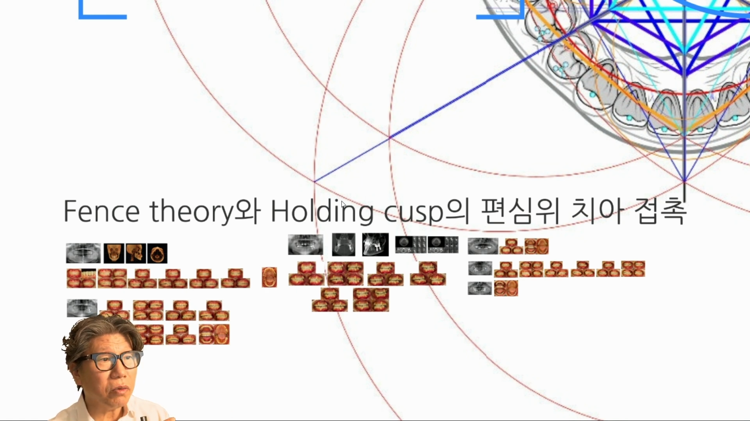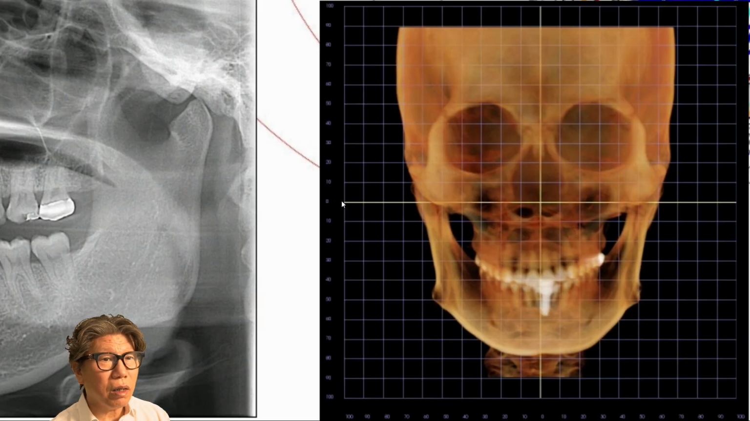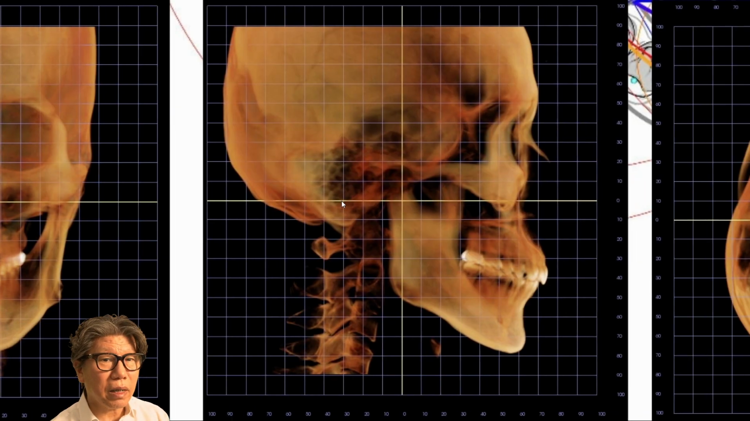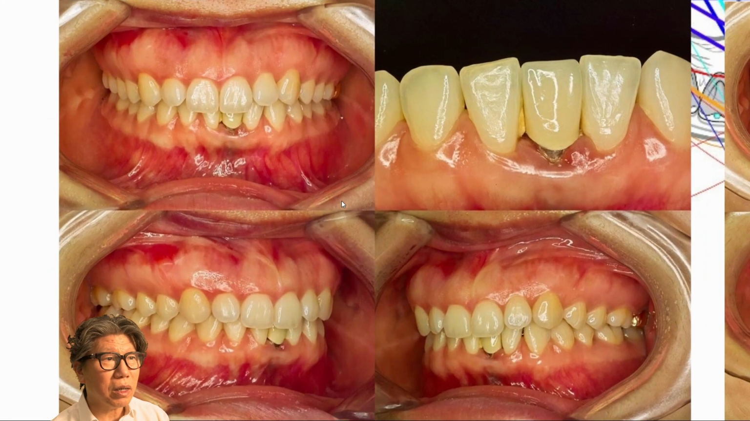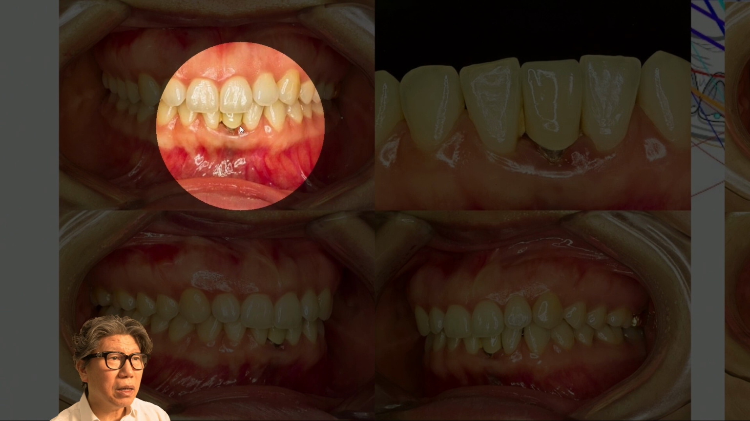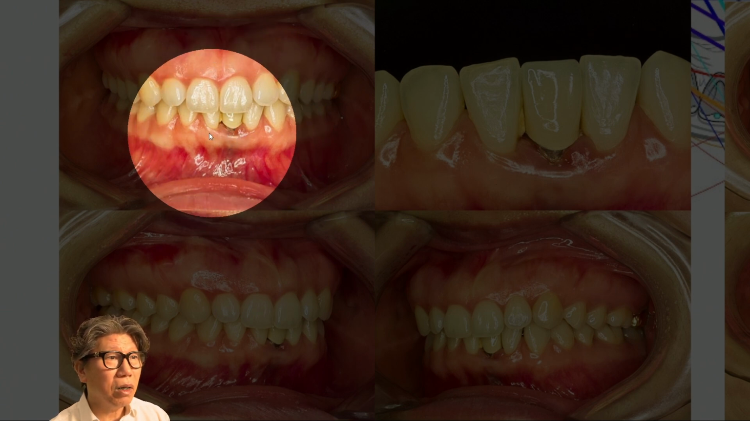I prioritize treatments that balance the upper and lower arches based on the fence theory, and then arrange the teeth accordingly. This is one of my patients who came to me after undergoing implant surgery at another clinic. As you can see, it is clear that they were somewhat improperly placed. Due to using screw-type implants, the periodontal tissue was destroyed because of micro-movement of the abutment.